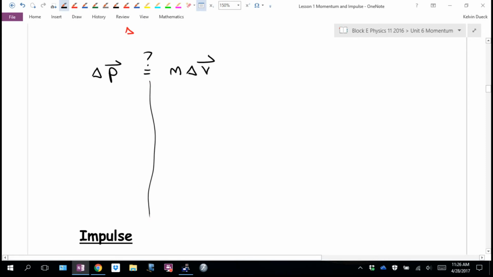So Linnea, we're going to start with you. What's change in anything? So I can write delta P as P final minus P initial. Except instead of a P, I'm thinking the word momentum. Simi, momentum is what times what? So I guess final momentum would be mass times final velocity minus. Initial momentum would be mass times initial velocity. Yes?